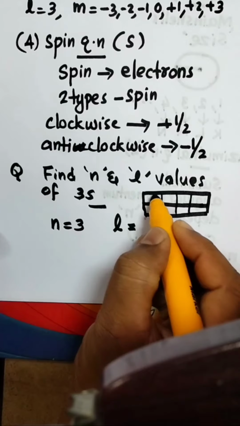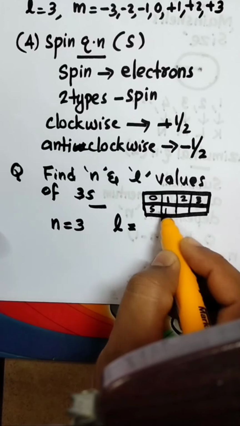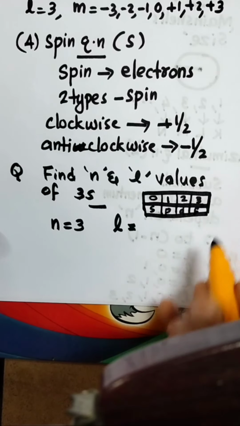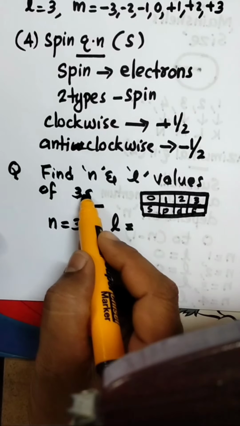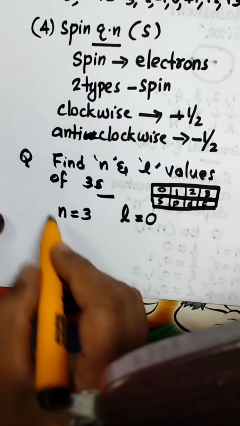Okay, 0, 1, 2, 3: s, p, d, f. Here, the s subshell has value 0. Okay. Then next question.